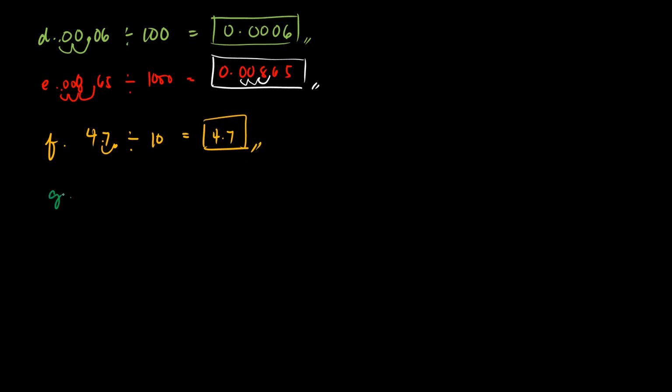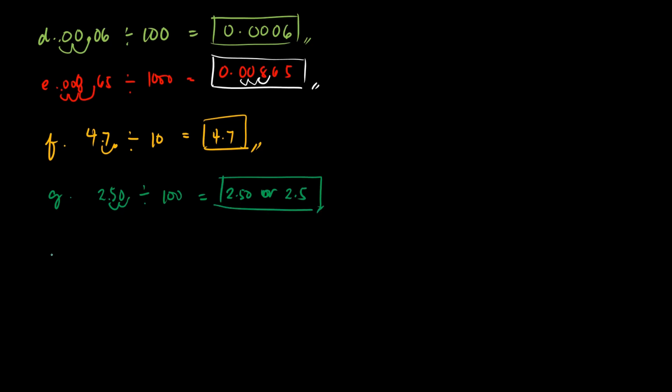Okay, let's have another example. We have 250 divided by 100. Ilang zero meron? Dalawa. Ilang movement to the left? Dalawa. So, dahil whole number yan, nandito ang decimal point. So, dalawang movement. 1, 2. So, the answer is 2.50 or 2.5.